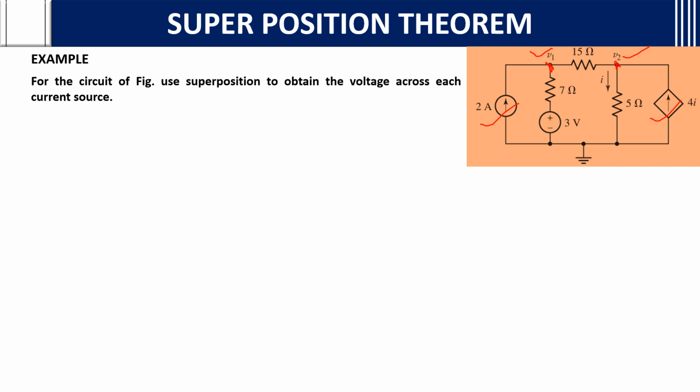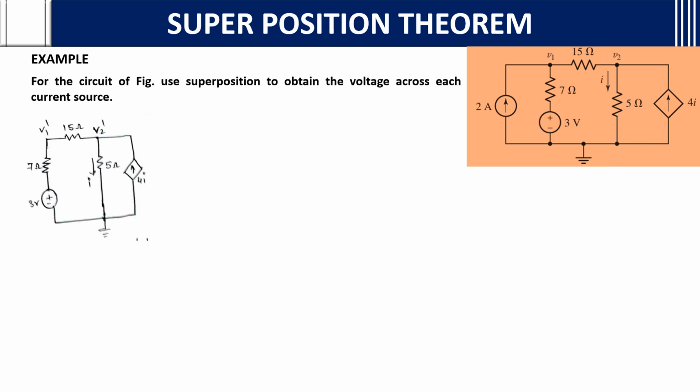In the question, V1 and V2 are already mentioned, and the reference voltage 0, ground, is also mentioned. So we can directly start the question. First, I open circuited the current source. That is, I made the current source inactive and the voltage source active.